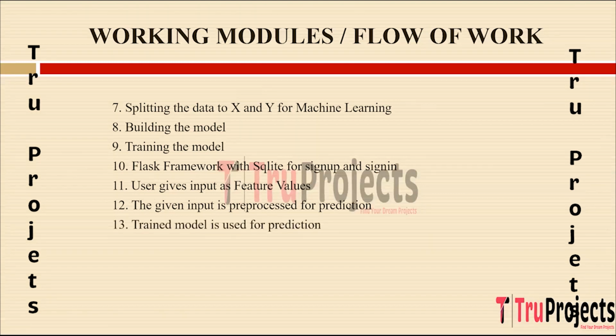Trained model is used for prediction. The trained models are used to predict outcomes based on the pre-processed user inputs. Each model generates its prediction or confidence score for the given input.